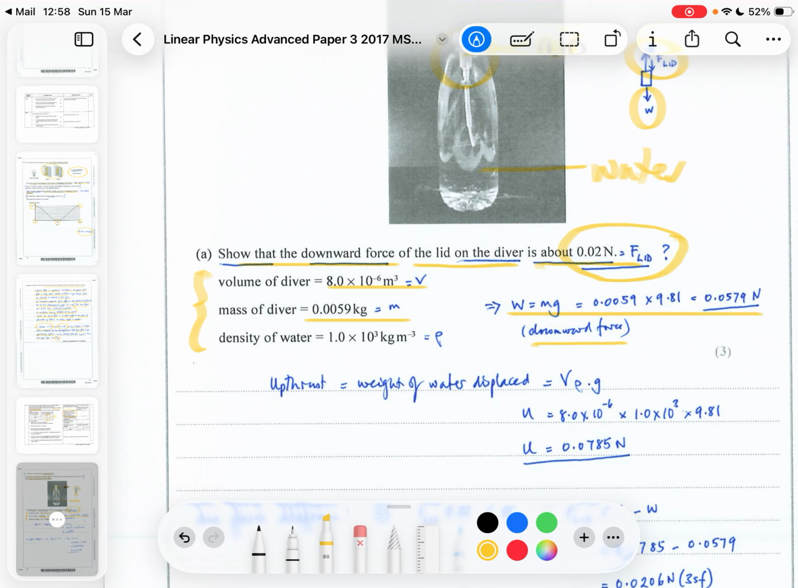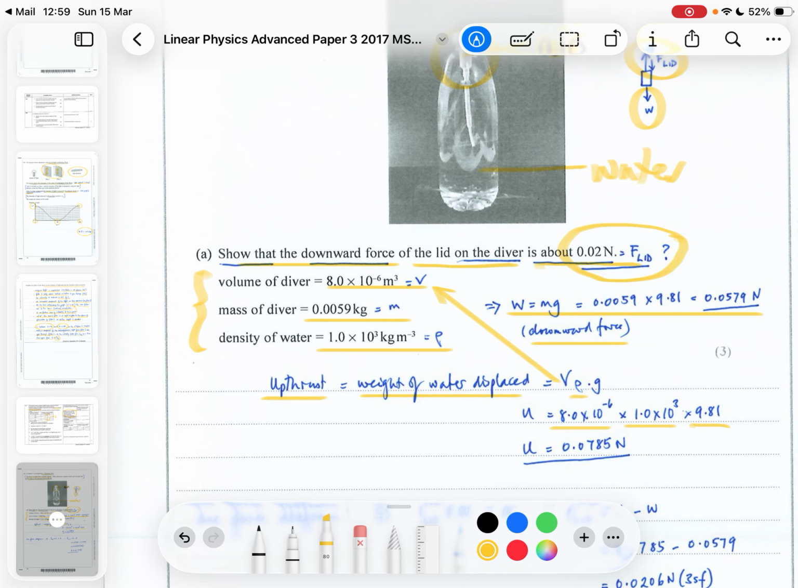So that's the downward force due to the diver's weight. And then they're giving you the density of water, which is 1,000 kilograms per meter cubed. Now you know the upthrust is always equal to the weight of the water displaced. And we know that the volume is given of the diver. Well, that displaces its own volume of water. And we know the density of water. So you multiply that by gravity, volume times the density times G gives you the upthrust.